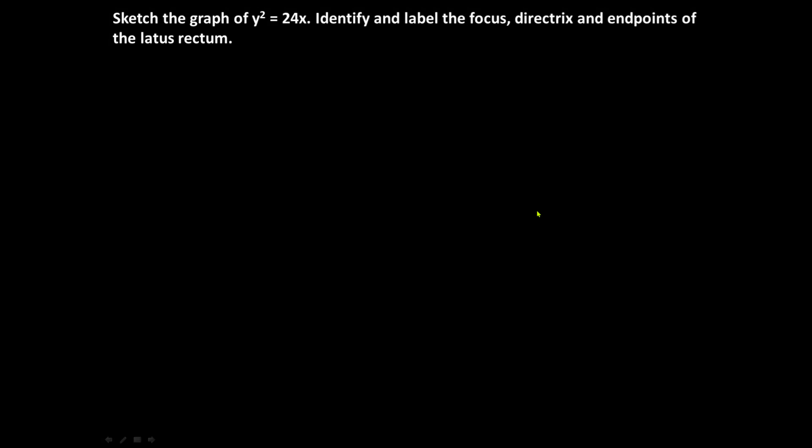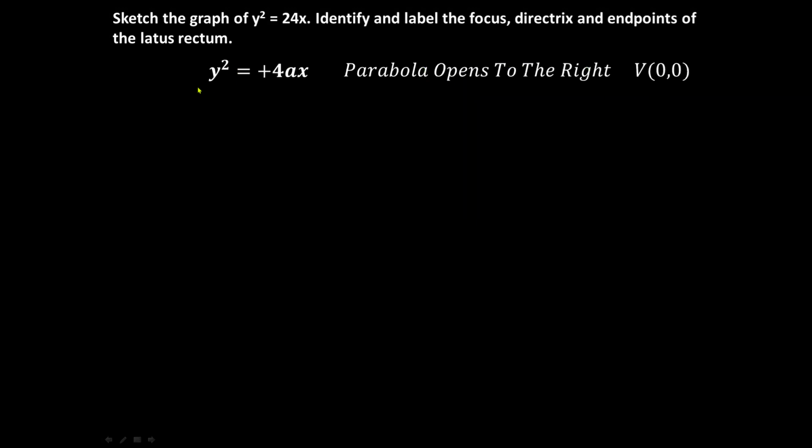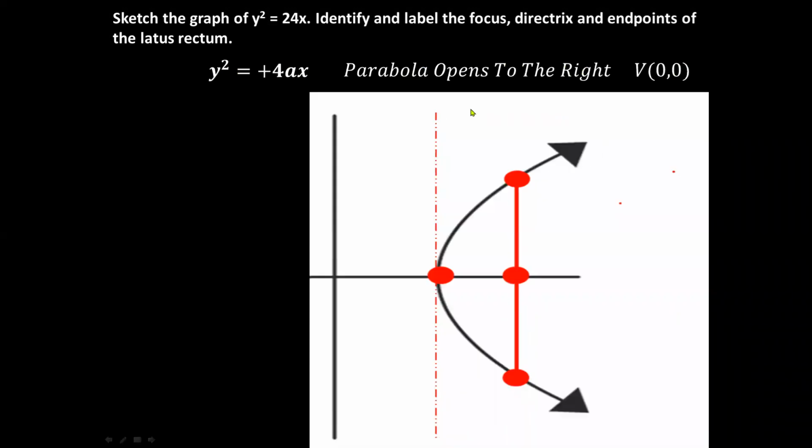0, 0. So y squared is equal to 4ax ang gagamitin natin, dahil parabola opens to the right yan. Among the standard formula na ibinigay ko, yan ang dahilan kung bakit gusto kong makabisado ninyo yung mga formula. So kapag parabola opens to the right, vertex 0, 0, y squared is equal to positive 4ax. Bago ka makapag-sketch, ito muna yung unang hakbang na ating gagawin.